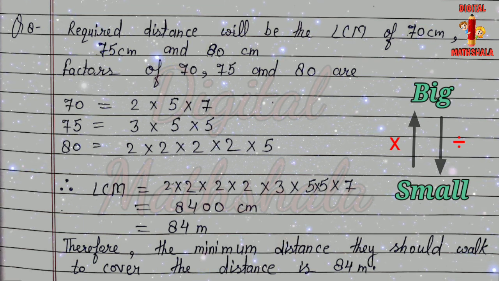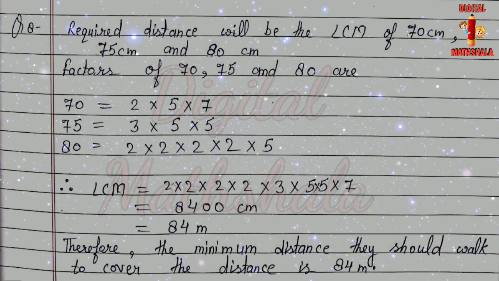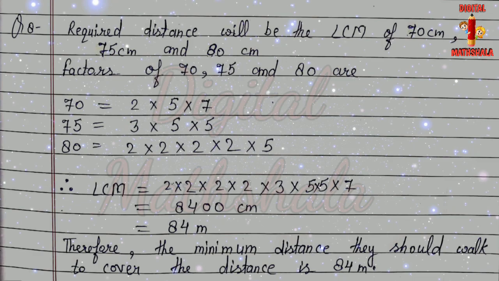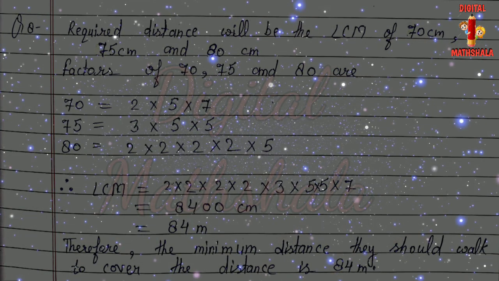So the answer will be 84 meter. Therefore the minimum distance they should walk to cover the distance is 84 meter. I hope you understand this. Let us look at the next question.